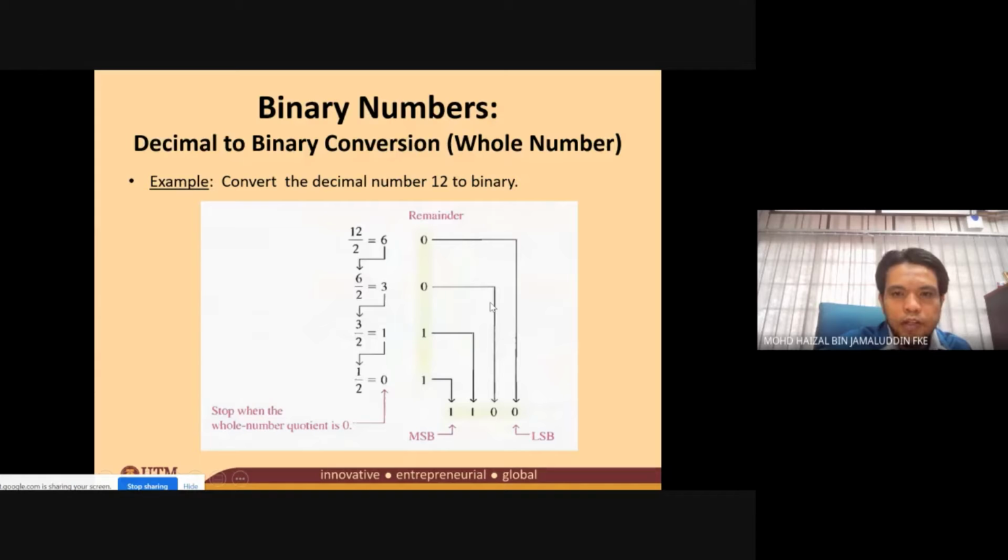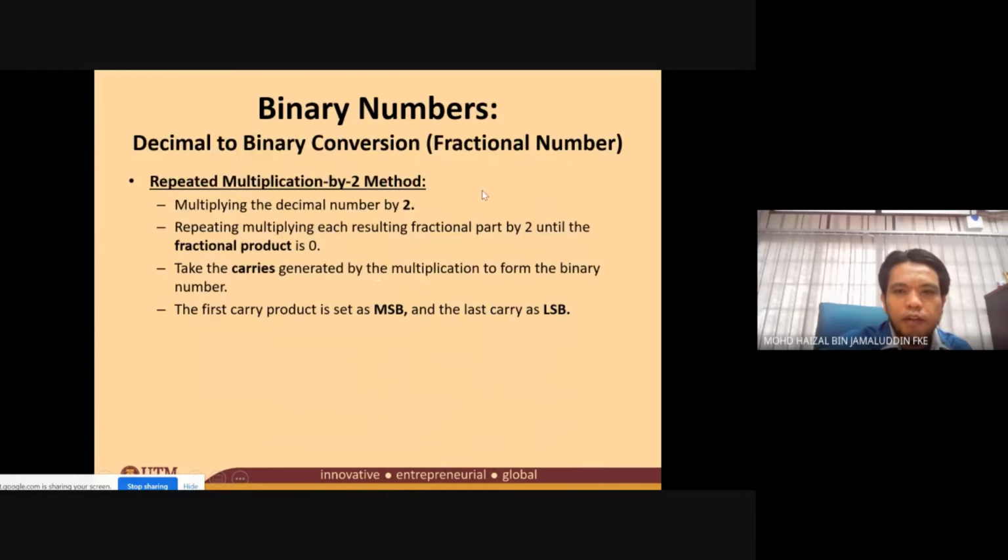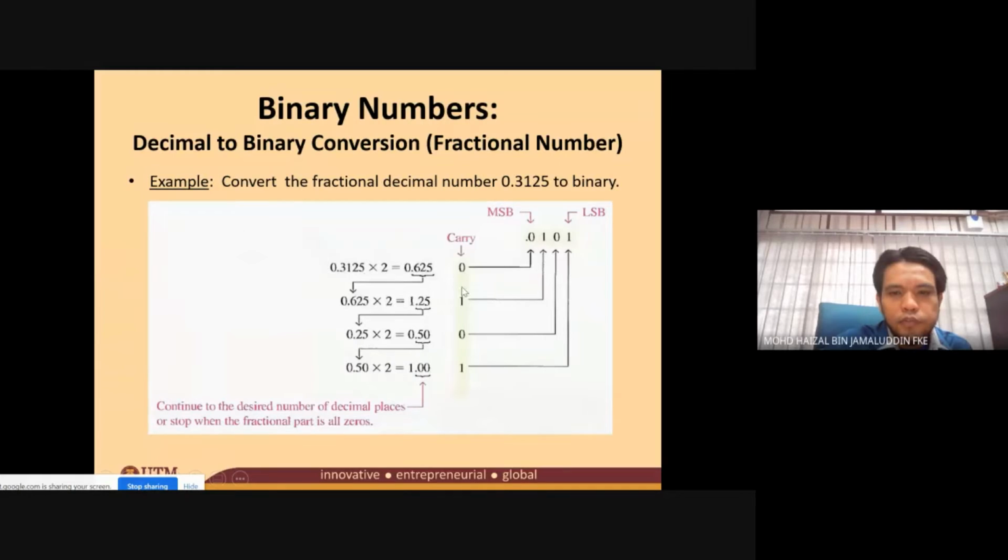So this for the whole number. But how about the fractional number? So this is the process, but in written word. So it's better to see the process here. For the whole number, you divide. But for fraction number, you multiply by 2. Okay. So remember again, for the whole number, you divide by 2. But for fractional number, you multiply by 2. So let's see the process here.